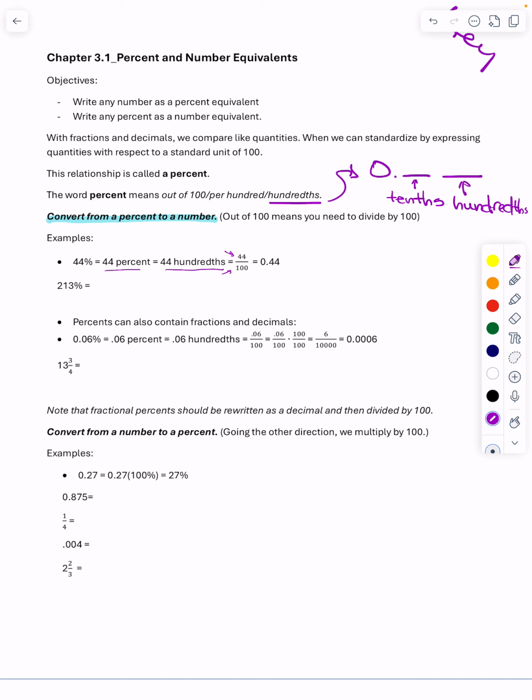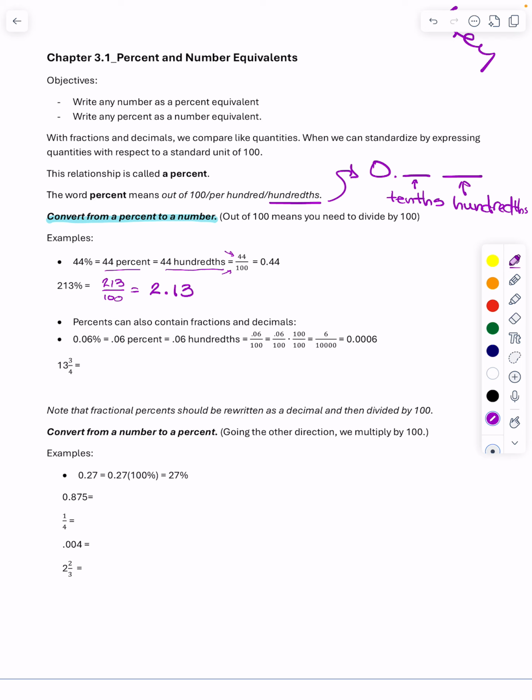So let's talk about 213%. I am not going to write out how we say that, but that is 213 hundredths. So when I write that as a fraction, it's 213 over 100. Notice now that my numerator is larger than my denominator. We've got an improper fraction, and when we divide, we get 2.13. So this has a whole number part as well as a decimal part. That would mean two wholes, two groups of 100, and then 13 pieces of size 1/100th.